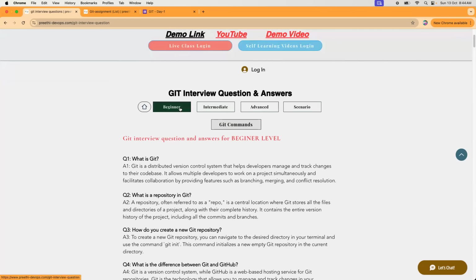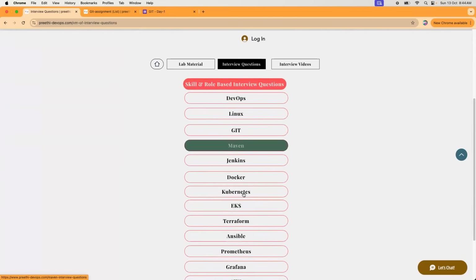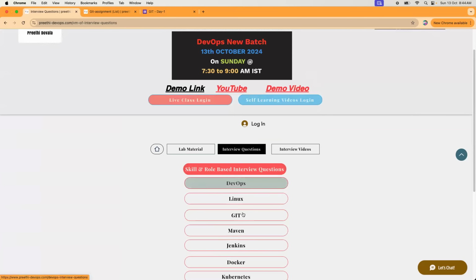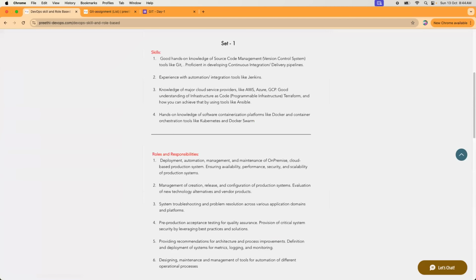Here again we have different levels: beginner level, intermediate level, advanced level, and scenario based. So go through that as per your job description and your experience levels. The same is the case with every tool, you have all the interview questions at different levels, and also skill and role based interview questions, which are scenario based, real interview questions.